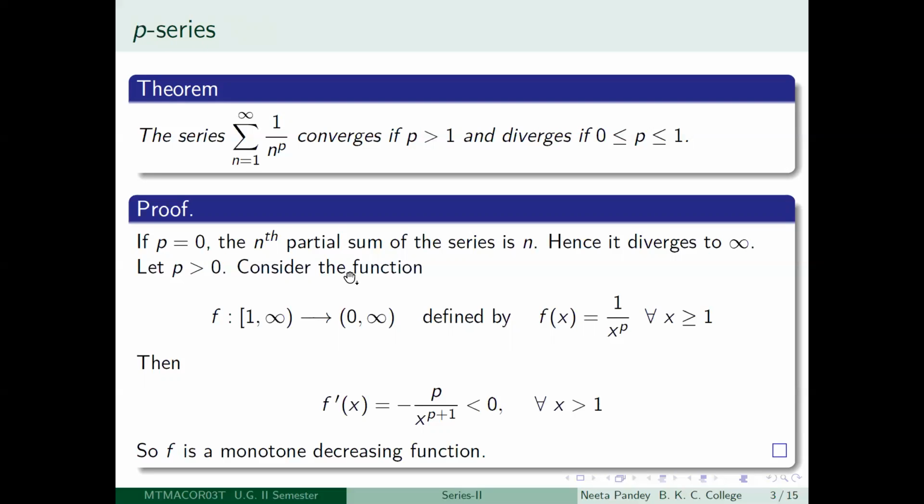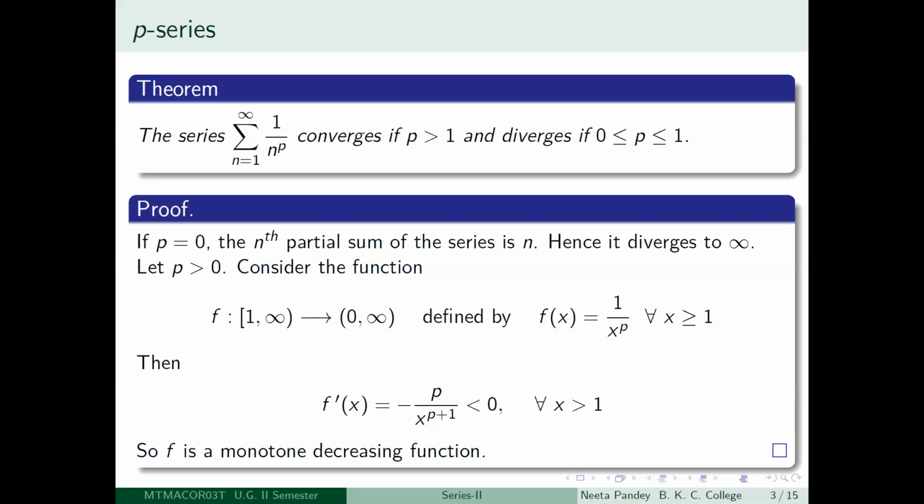Okay. Let us see. The first condition which we want on the function is that it should be monotone decreasing. If we can ensure that, then we can at least proceed with our integral test. So how will we check whether this function is monotone decreasing or not? Since this is a differentiable function, we take its derivative. What is the derivative of x to the power minus p? It is just minus p x to the power minus p minus 1. So you can write it as minus p divided by x to the power p plus 1.